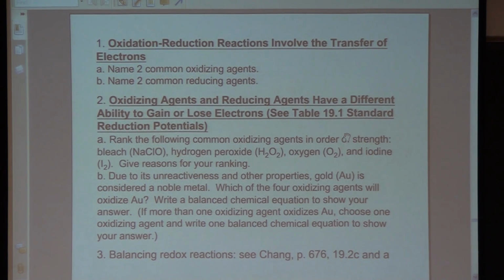Now what's one that you can buy in the store besides bleach? Hydrogen peroxide? Yeah, hydrogen peroxide is 1. Yeah, so the 2 common ones which you can buy in the store, hydrogen peroxide and bleach. Can you name 2 common reducing agents?